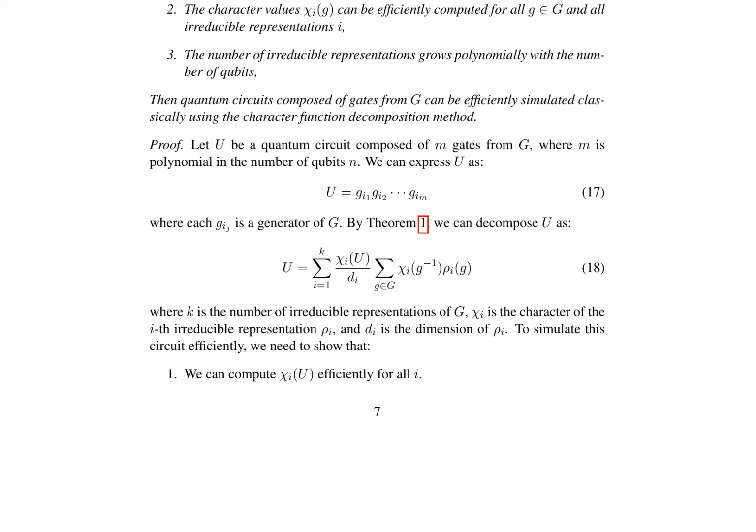This research opens up new avenues for understanding the capabilities and limitations of classical simulation in quantum computing, particularly in the context of stabilizer circuits and the Clifford group. It also highlights the importance of representation theory in determining the simulability of quantum circuits.